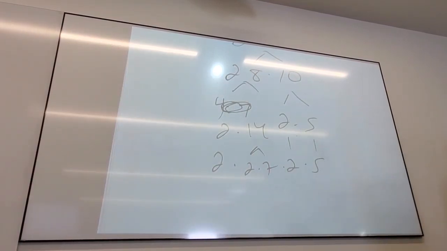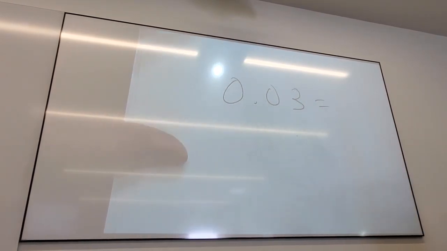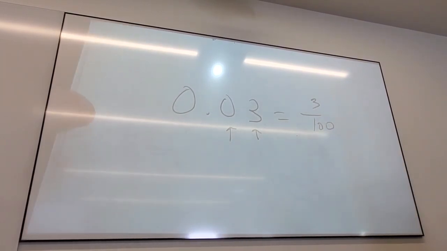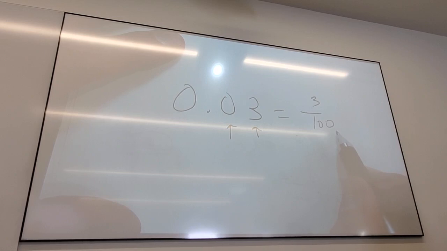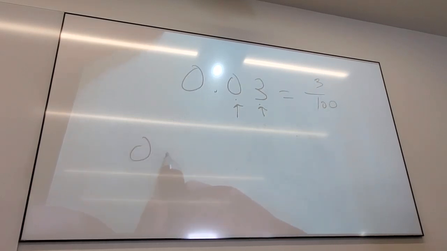Real quick. So 0.03, what's that as a fraction? Hundredths. And remember the shortcut about how to tell how many zeros to put? Count how many places. 1, 2 places, 1, 2 zeros. So that should help out with this one. You ready?